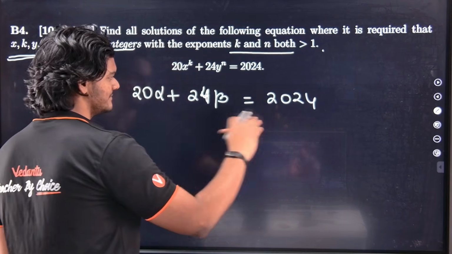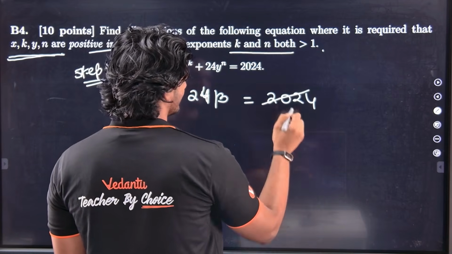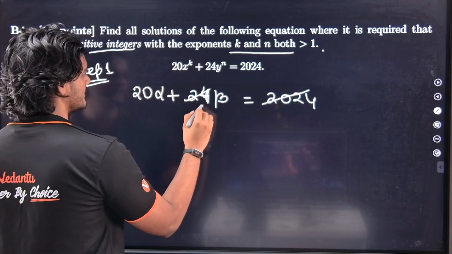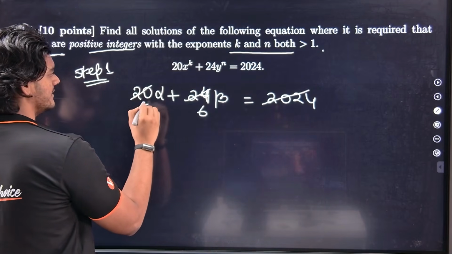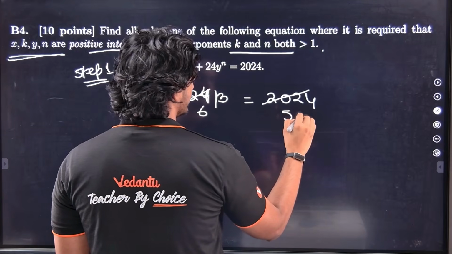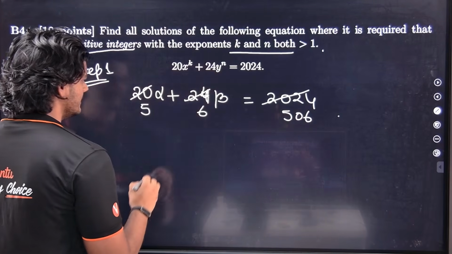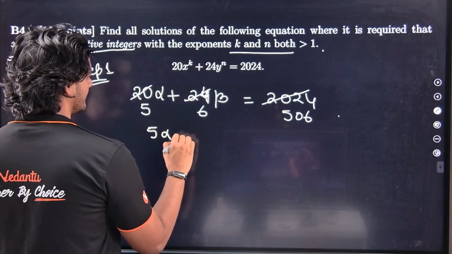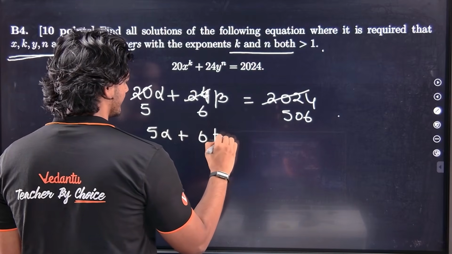So first, I will cancel out 4, right? This is 4 into 6. This is 4 into 5. This is 4 into 506. All right. So I have 5 alpha plus 6 beta.